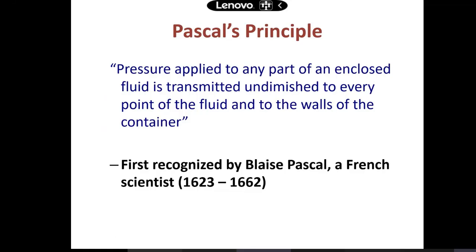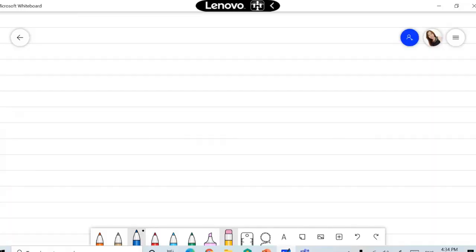Okay, so the first principle that I'd like to introduce to you is called the Pascal principle. According to Pascal principle, the pressure applied to any part of the enclosed fluid can be transmitted to every point of the fluid and also to the wall of the container. Firstly, you have to refer to one enclosed fluid. So for example, I have an enclosed fluid in a container.